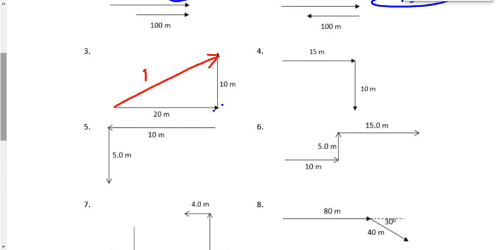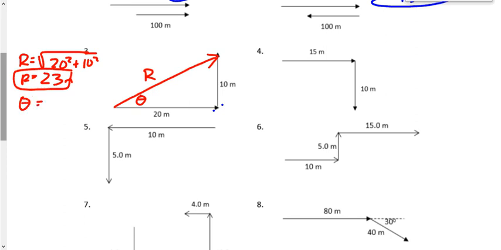We're going to label that R, and we're going to label our angle right here at the beginning of my vector diagram, theta. Now, the goal is to get a right angle triangle. Here, I already have one, so all we got to do here is solve for R, the Pythagorean theorem. The square root of 20 squared plus 10 squared gives me a value of 23 meters. That's the magnitude of the resultant vector. And we'll solve for theta using the inverse tan function.